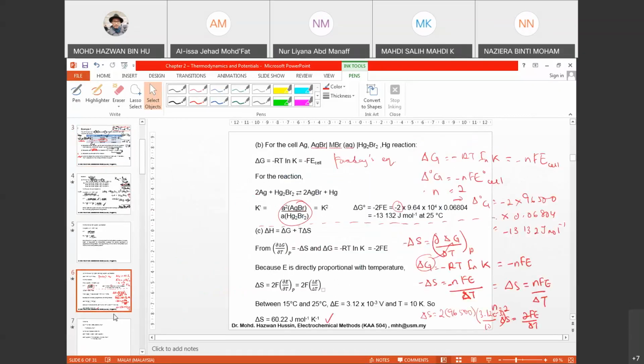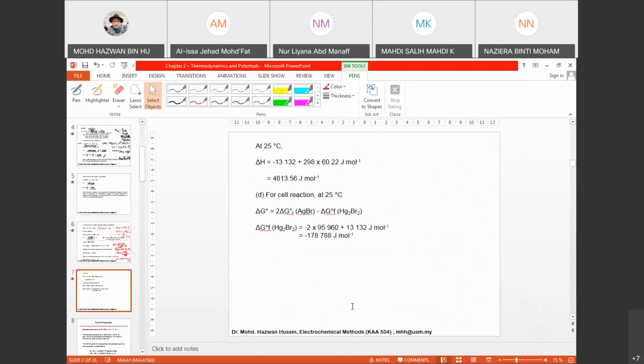Doctor, should the temperature be in Kelvin or centigrade? It doesn't matter, because if you change it into Kelvin and subtract the values, it's still the same. You get a difference of 10. But since this is thermodynamics, I recommend you change it into Kelvin, because in thermodynamics the temperature is actually in Kelvin. Okay, Doctor.